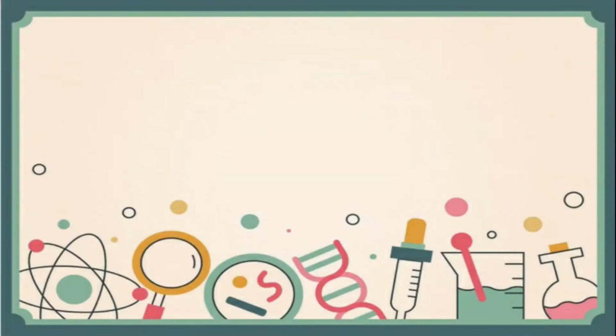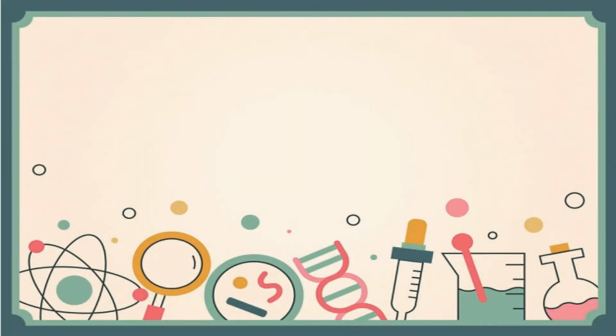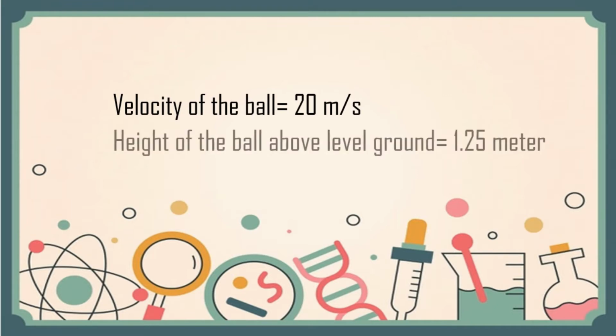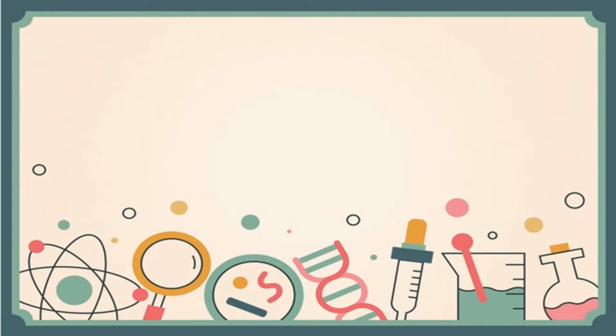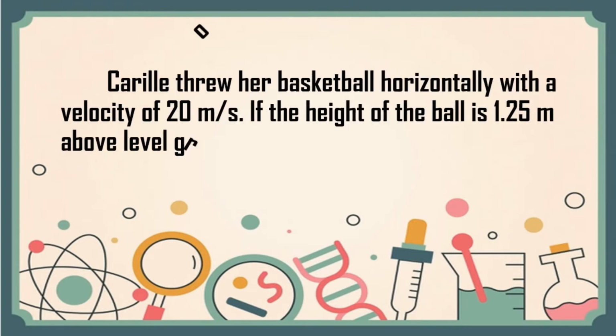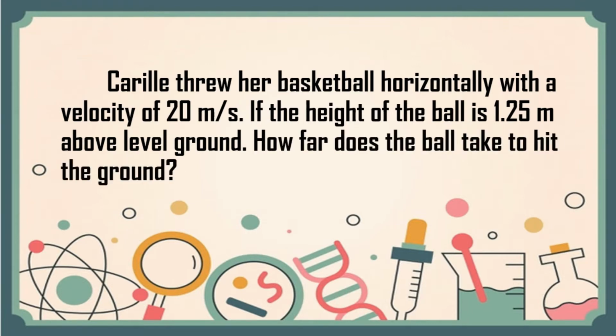Solving the problem, let us note the given first based on the video. Let us start with the velocity of the ball, which is 20 meters per second, and the height of the ball is 1.25 meters above the ground level. Carol throws her basketball horizontally with a velocity of 20 meters per second. If the height of the ball is 1.25 meters above level ground, how far does the ball travel before it hits the ground?